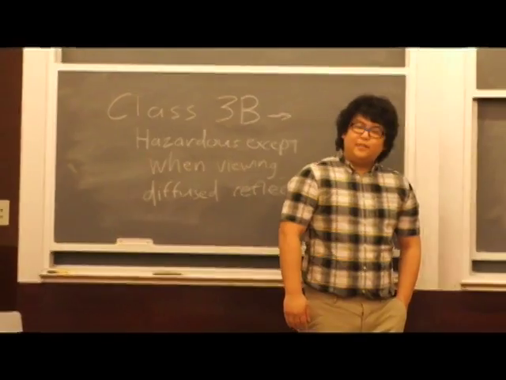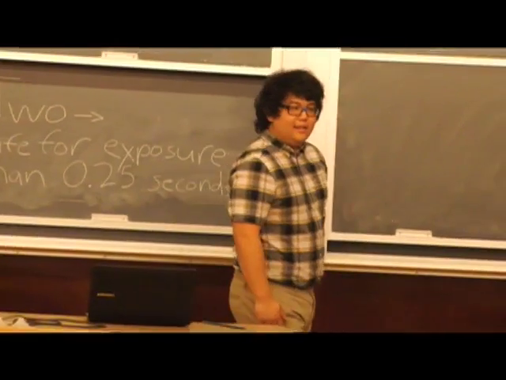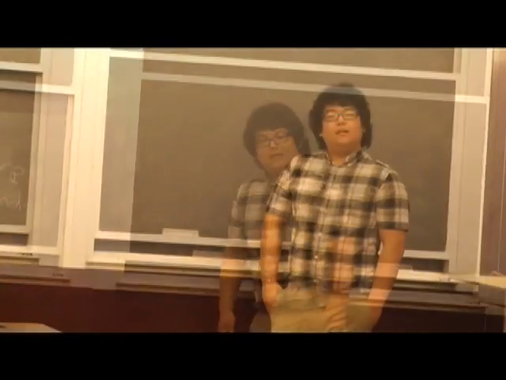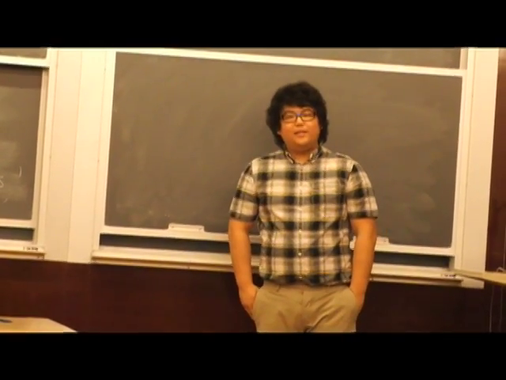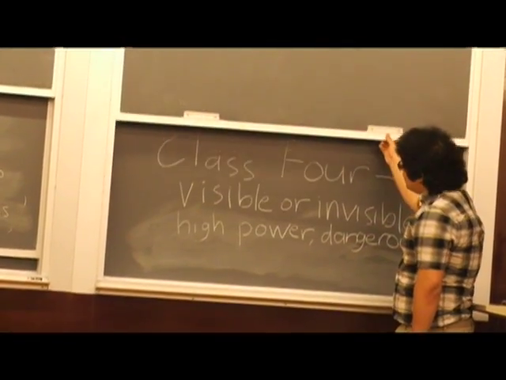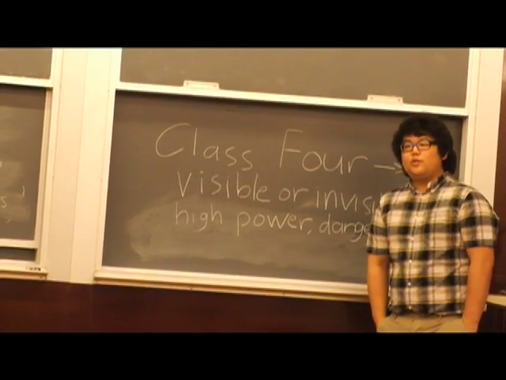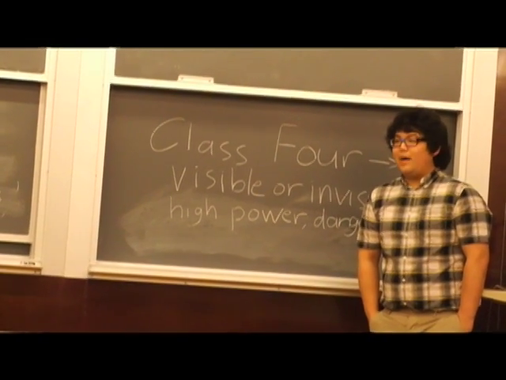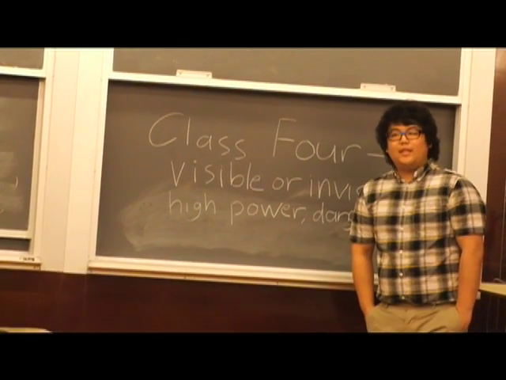Finally, we have Class 4 lasers. Class 4 lasers are dangerous and high-powered and present a fire risk. Class 4 lasers are also dangerous even when viewing the diffused reflection. Class 4 lasers are lasers that exceed 500 milliwatts in power for a continuous laser, and pulse lasers that exceed 30 millijoules per pulse.